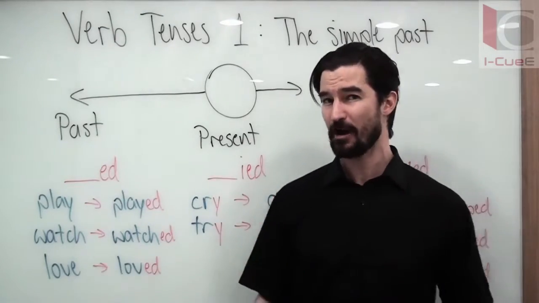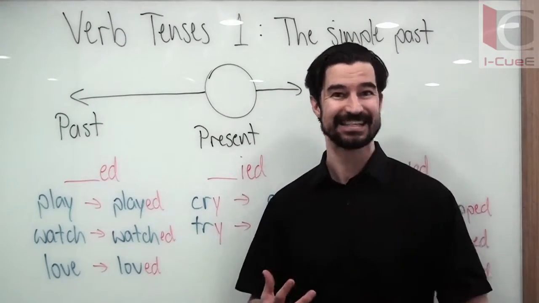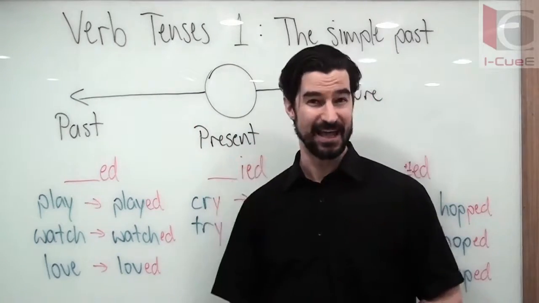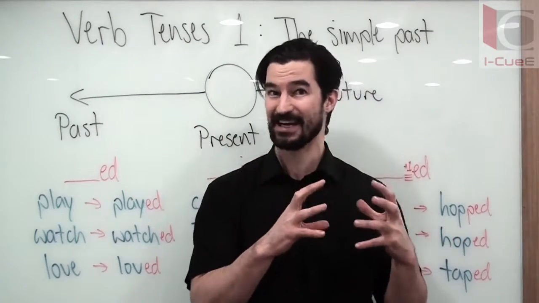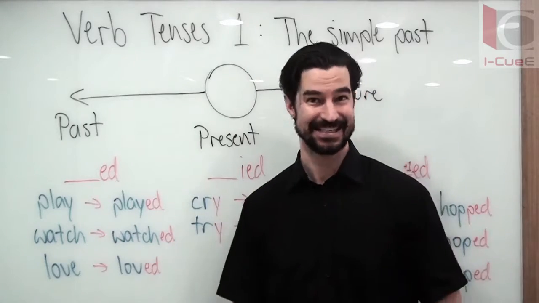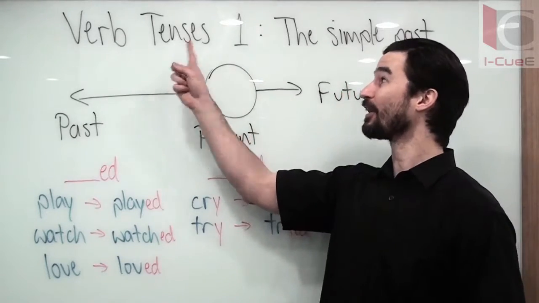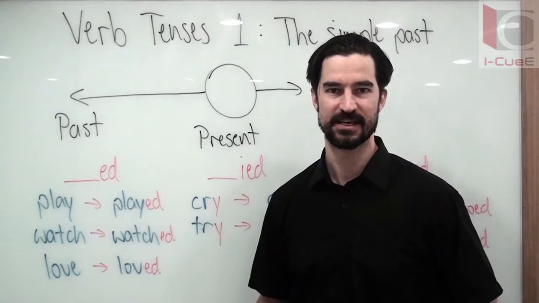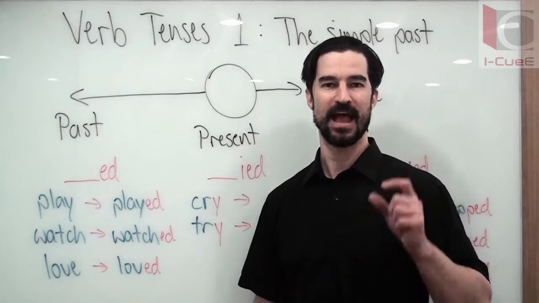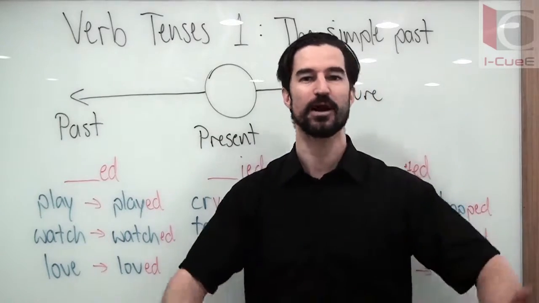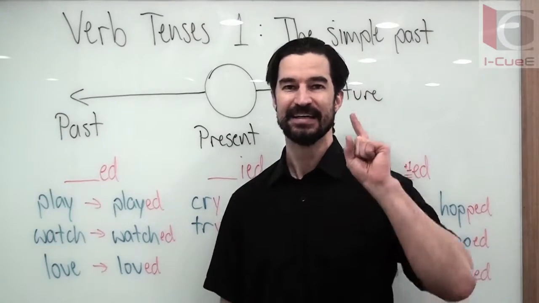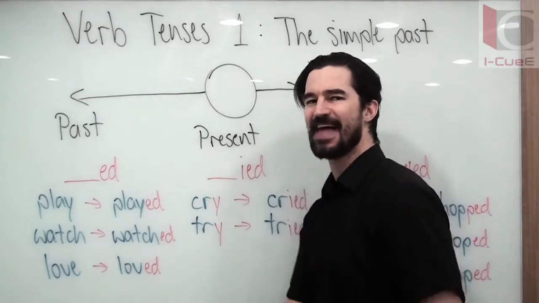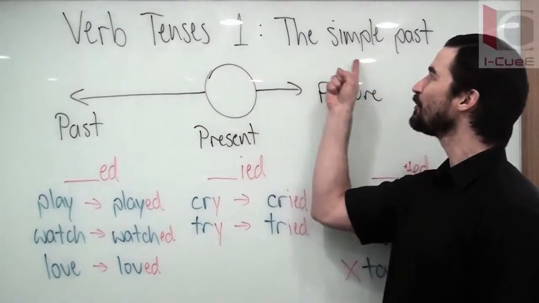But another job that a verb has in a sentence is to tell us the time. And when we talk about time as a verb idea, we use this word tense. There are 12 verb tenses in English, and you will be learning those throughout our program. But today, in this lesson, you are going to learn your very first verb tense, and that is the simple past.